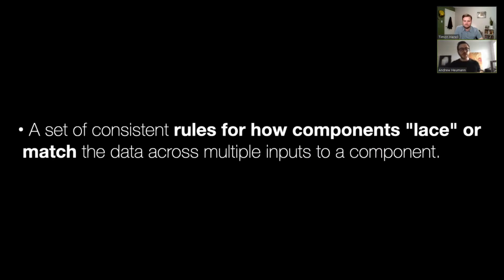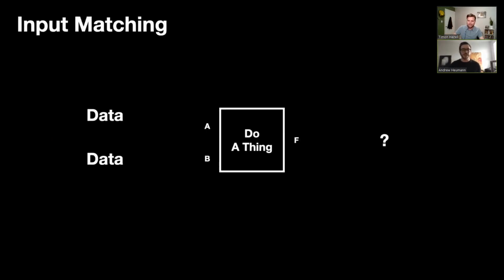So in order to really work with data trees, you need this mental model of how items from different inputs are matched to each other. And this is what we call lacing or data matching. If I have a component that does something with some data going into input A and some other data going into input B, how do I know which pieces from A and which pieces from B it's going to do that thing to? How many times is it going to run? How is it going to match these things together?